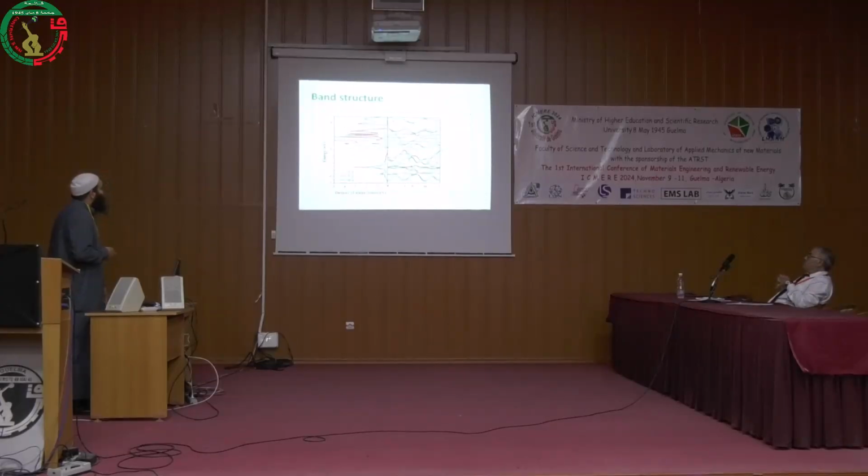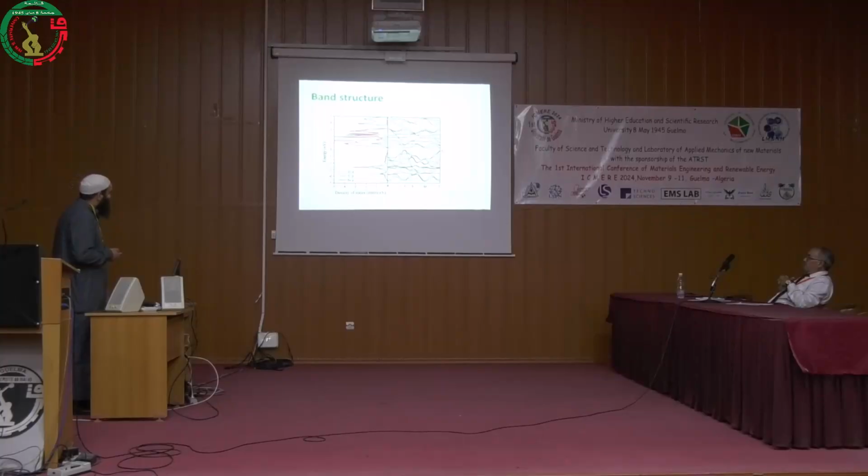For the electronic properties, here we used a modified Becke-Johnson potential. We know that DFT has a major problem in predicting band gaps. If you use a normal DFT, we will find a metallic state, which is not true. This compound is not a metal, it's a semiconductor. So we have a new way to solve this problem by using MBJ, which means modified Becke-Johnson potential.